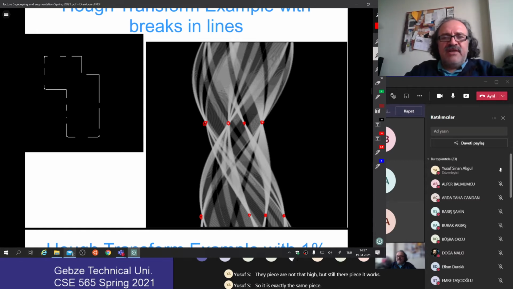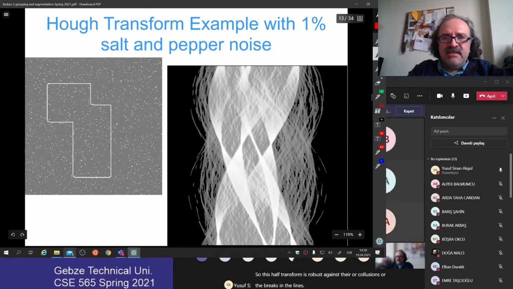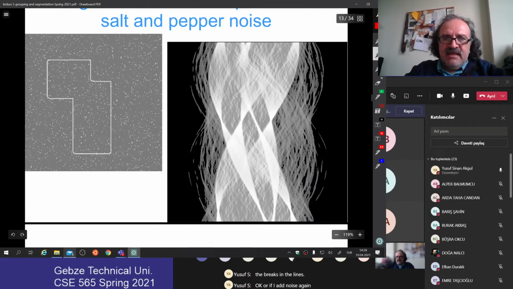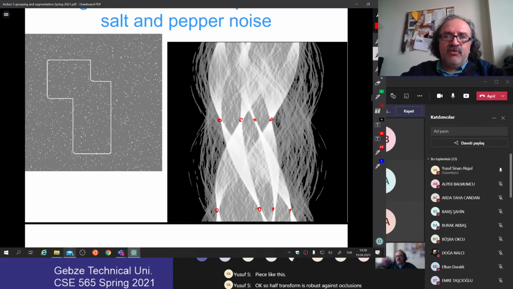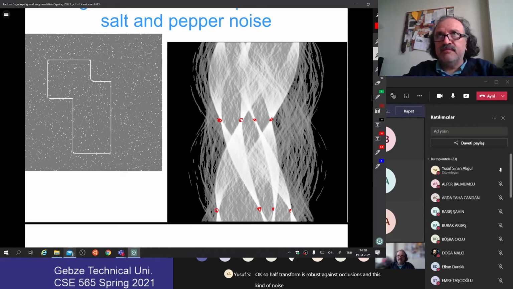So this Hough transform is robust against the occlusions or the breaks in the lines. Or if I add noise, again, I get the same peaks. Lots of noise and I get peaks like these. So Hough transform is robust against occlusions and this kind of noise. No problem, it works.